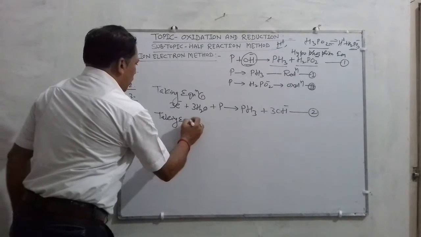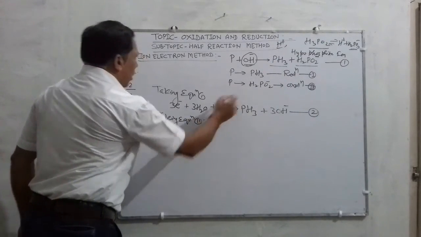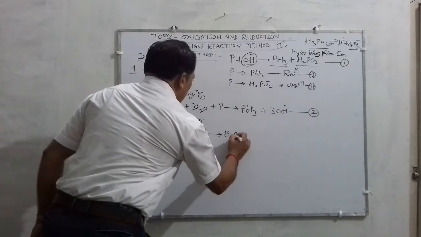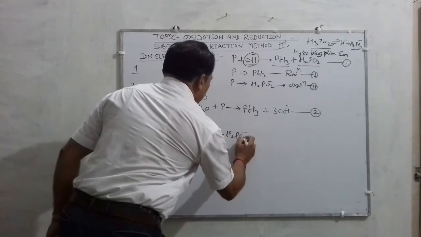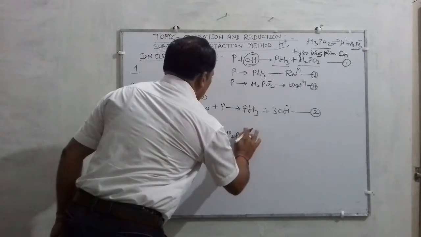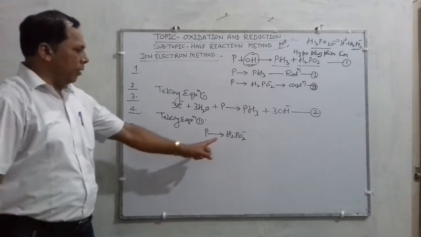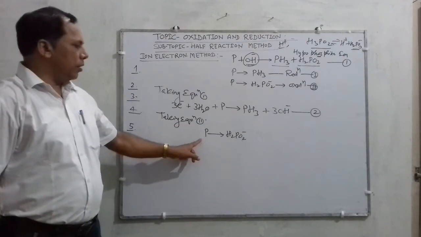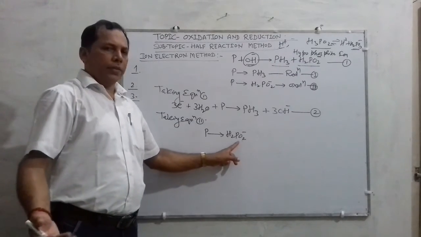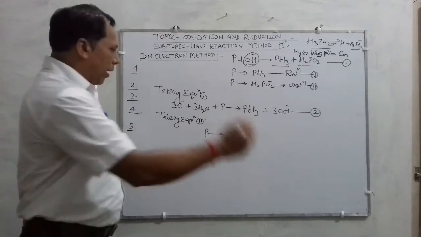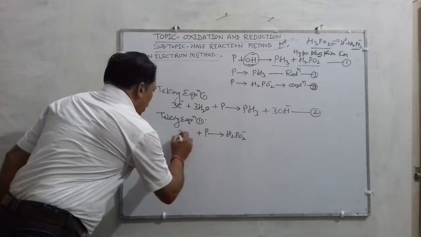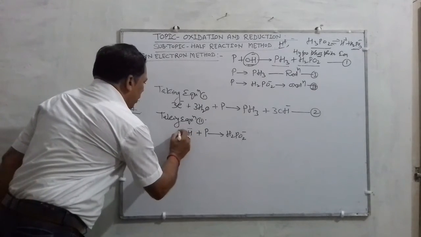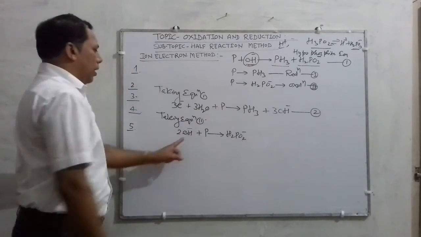Now taking the second equation, P is changing into H2PO2 minus. Alright? So in this reaction, listen, there are 2 oxygens in the product and no oxygen in the reactant, with one phosphorus on both sides. So for balancing of oxygen, add 2 hydroxide ions. This is not 20, it is 2 hydroxide ions added.